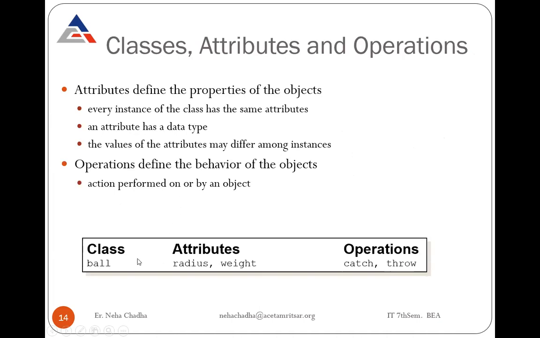Some attributes are given with an example: we are having a class with the name of ball. Attributes are radius and weight. The operations are catch and throw.